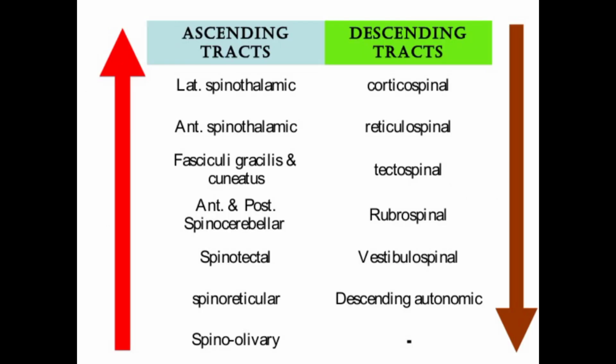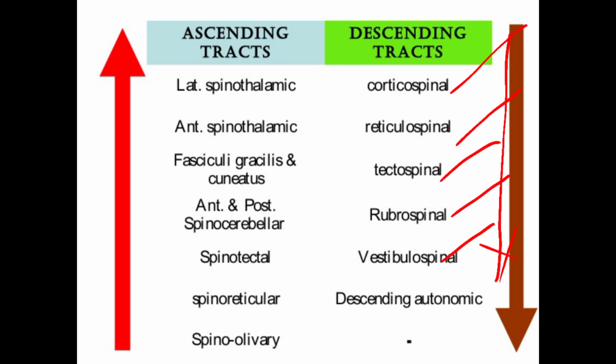See here, the descending tracts: corticospinal, reticulospinal, tectospinal, rubrospinal, vestibulospinal. Ascending tracts: lateral spinothalamic, anterior spinothalamic, fasciculus gracilis and cuneatus, anterior and posterior spinocerebellar, spinotectal, spinoreticular and spino-olivary tract.